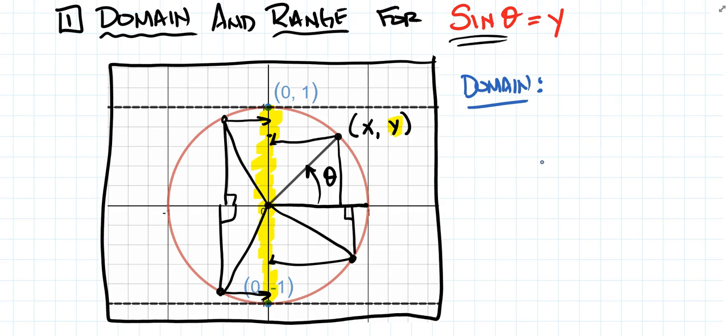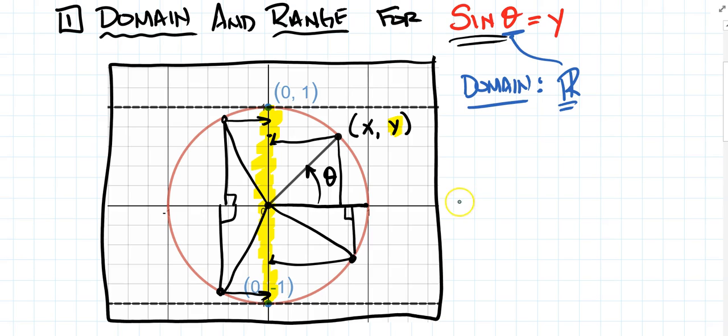The answer in this case is no. There is no angle for which you won't be able to get a y value out. So the domain for the sine function is all real numbers. When I'm talking about real numbers, I'm talking about the angles we put in. I can take the sine of any angle that you can think of. That's why the domain is all real numbers.